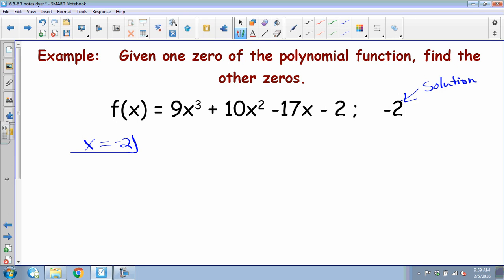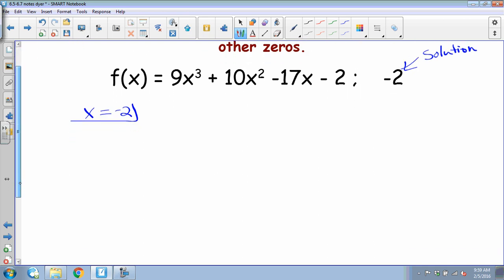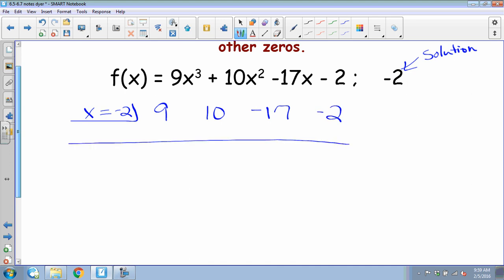Now we're going to do just like we did before. We're going to factor it, and once we factor it, our answer is going to be a quadratic. It's going to be x squared something something. And then we can factor that using either the AC method, or if we can't do the AC method, we can solve that quadratic using the quadratic formula. Our coefficients, I don't need any placeholders, so it's 9, 10, negative 17, and negative 2.